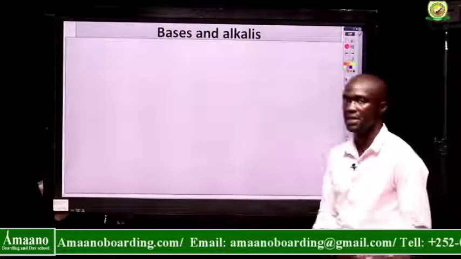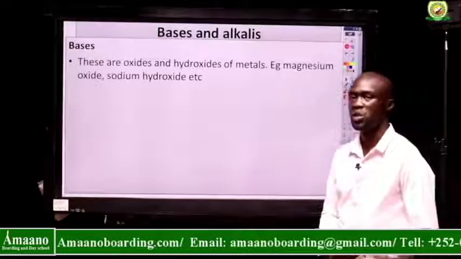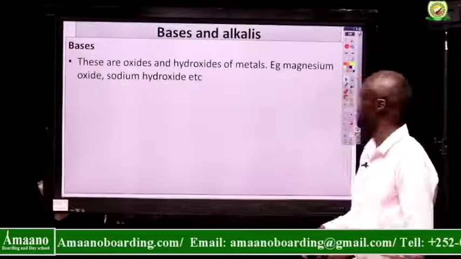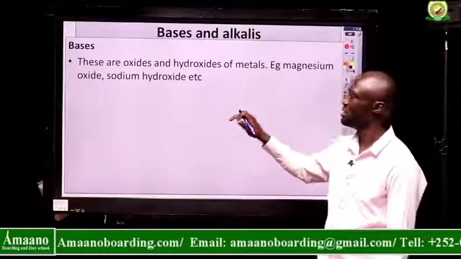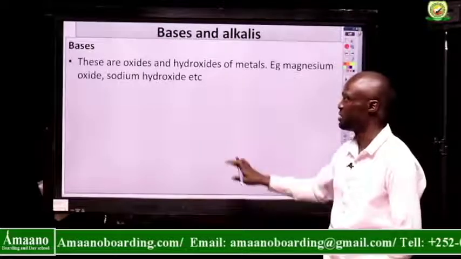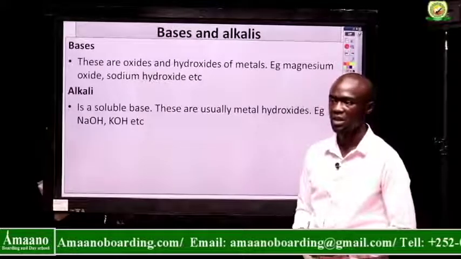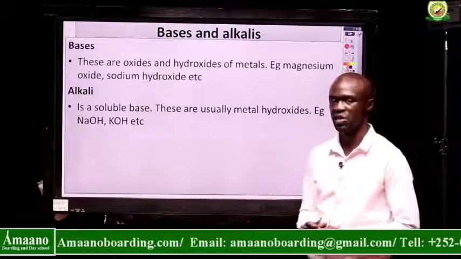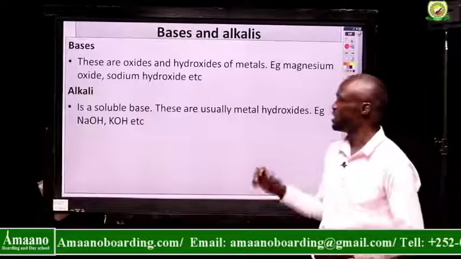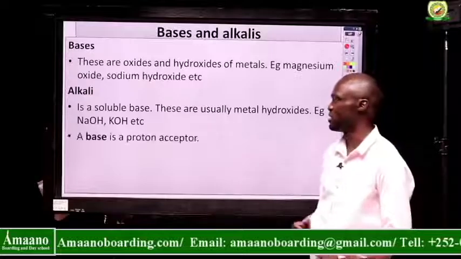Then we come to bases and alkalis. When we talk about a base, we mean metal oxides and hydroxides of metals. For example, magnesium oxide, sodium hydroxide, any other metal oxide or metal hydroxide is called a base. Then an alkali is a soluble base. These are usually metal hydroxides, not metal oxides. Most metal oxides are insoluble. So for example, I have sodium hydroxide, potassium hydroxide, and many other hydroxides.